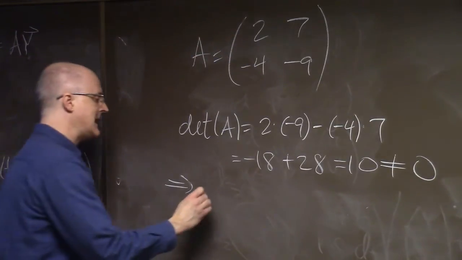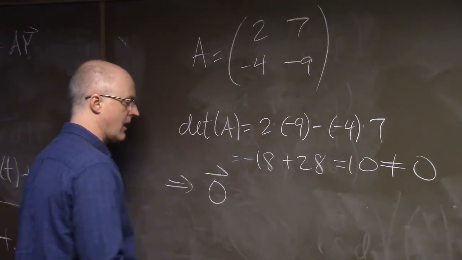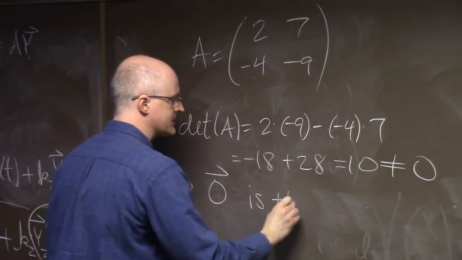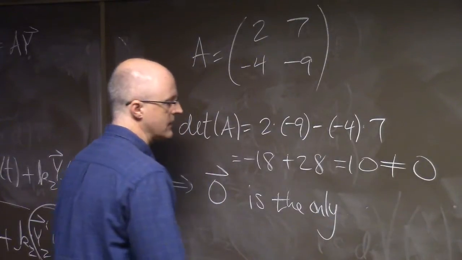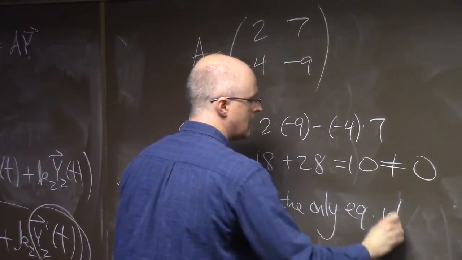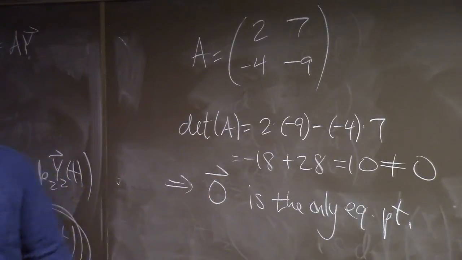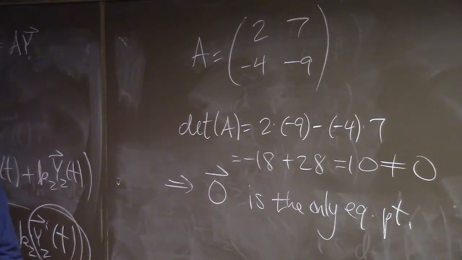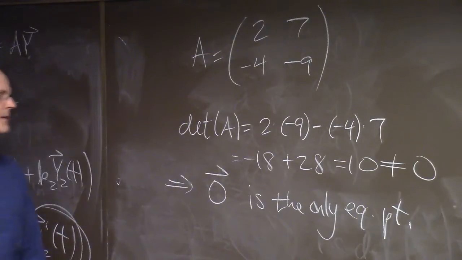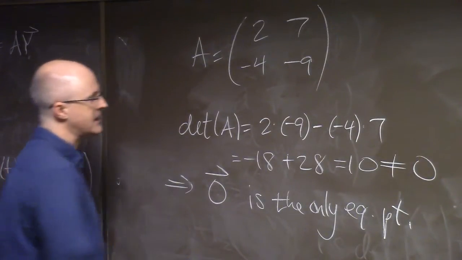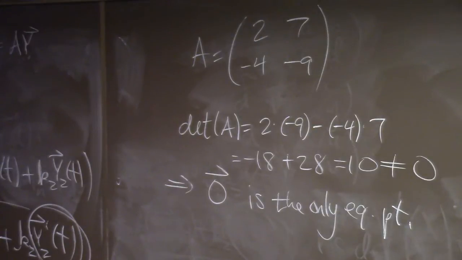And that means that 0 is the only equilibrium solution. Well, I'll call it the only equilibrium point. The constant function y equals 0 is the only equilibrium solution. 0 as a point, the origin in the phase plane, is the only equilibrium point for the phase plane. If the determinant is 0, we'll see in those situations that you have infinitely many equilibrium points for linear systems. If it's non-zero, then you only have one.